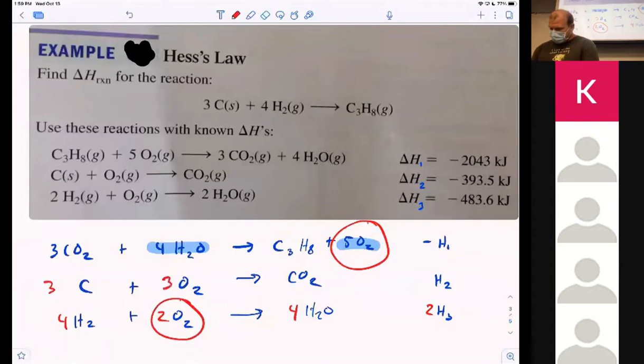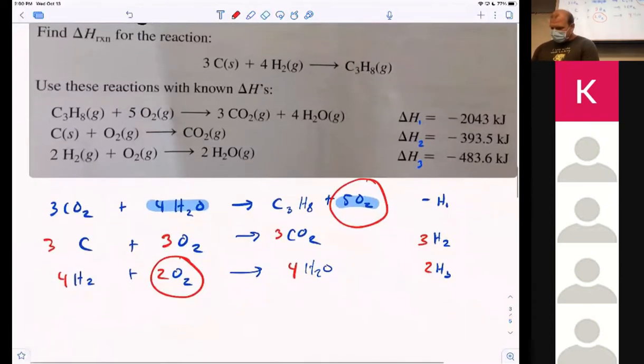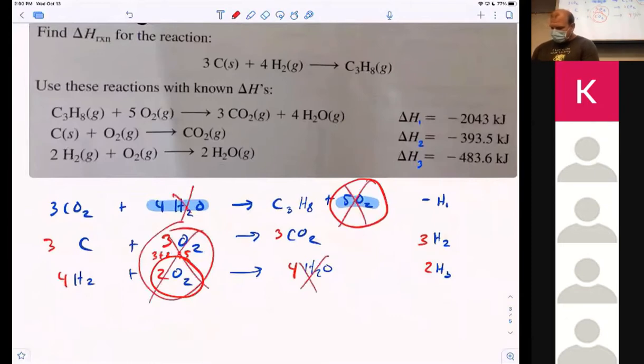And you would get 3 such as that. And then 3 plus 2 is 5. So those can go together. And then these oxygens will cancel. And I already mentioned the waters will cancel.